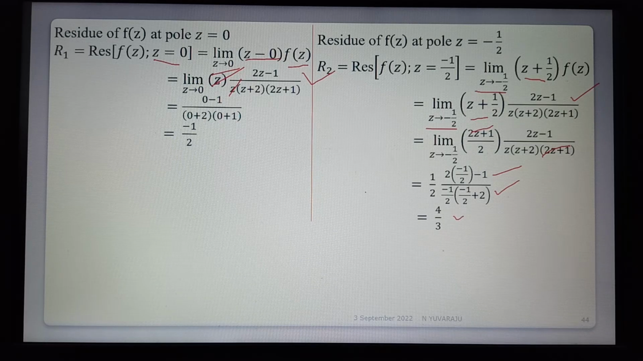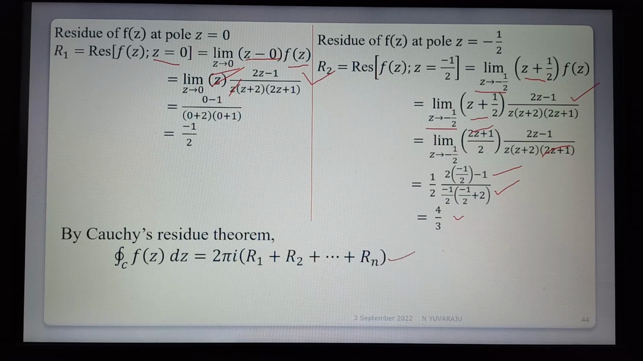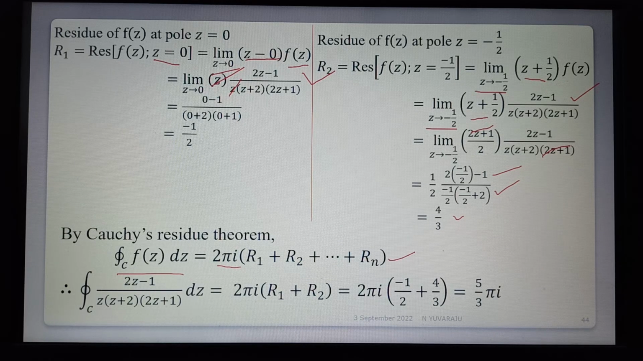It is the second residue. So by Cauchy's residue theorem, this is the formula. Here there are only 2 residues, so 2 pi I into R1 plus R2 only. So this is the given integral: 2 pi I into R1 plus R2 only. So 2 pi I into (R1 is equal to minus 1 by 2, plus R2 is equal to 4 by 3). The simplification is 5 by 3 into pi I. This is the required value of the given integral.